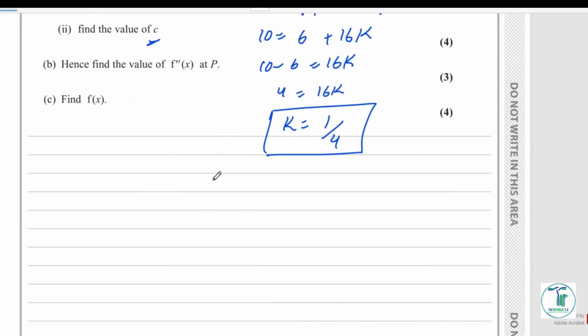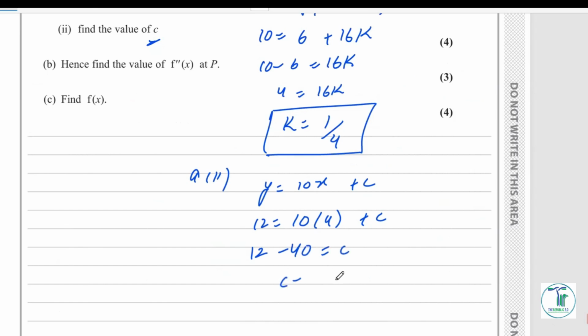So the second part is y is equal to 10x plus c. We have got the point that is 4 and 12. So 12 is equal to 10 times 4 plus c. 10 times 4 is 40. When you take it away from both the sides, 12 minus 40 is equal to c. And c comes out to be negative 28. So that is how you'll get yourself the curve.